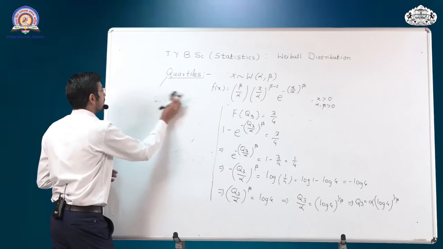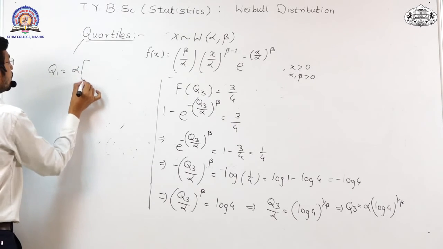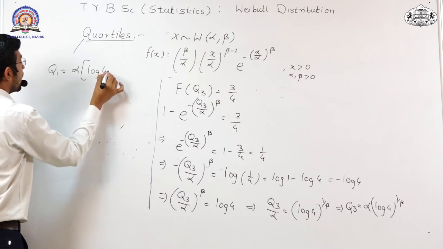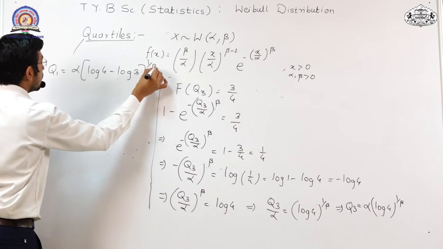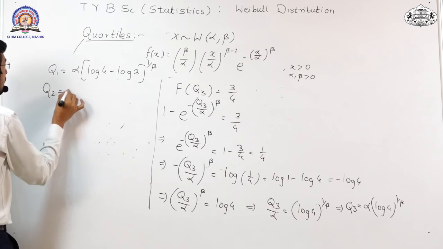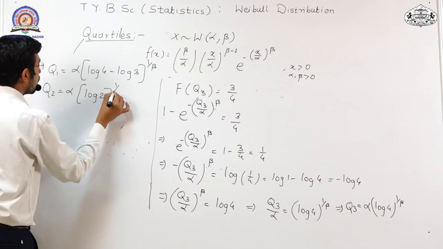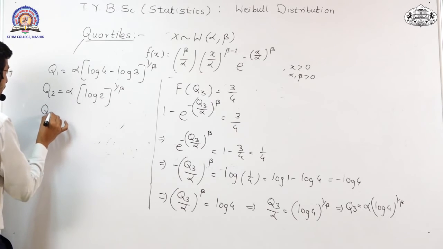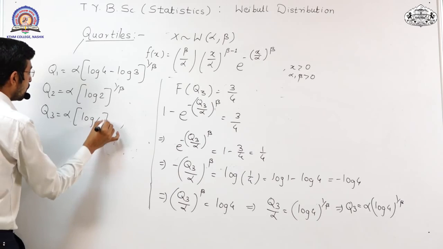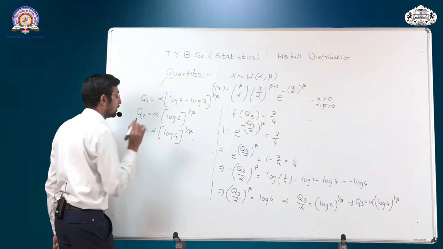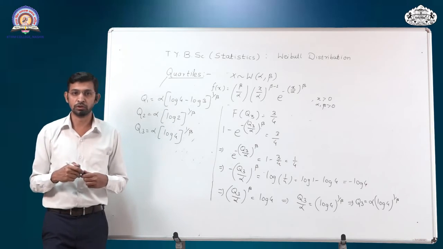So that means your first quartile Q1 is equal to alpha into (log 4 minus log 3) raised to 1 upon beta. The second quartile is alpha into (log 2) raised to 1 upon beta, and the third quartile is alpha into (log 4) raised to 1 upon beta. These are the quartiles of the Weibull distribution.